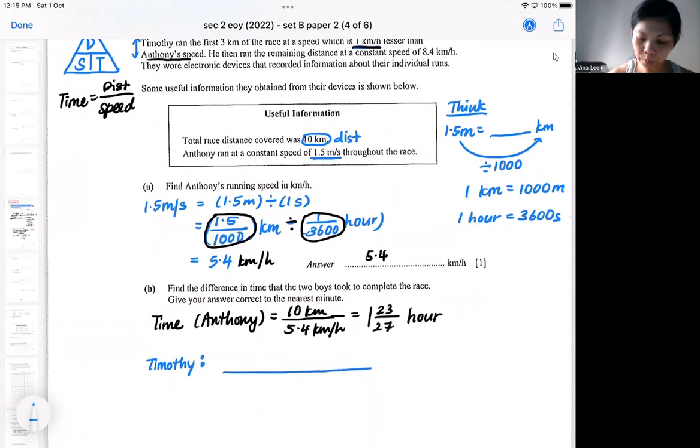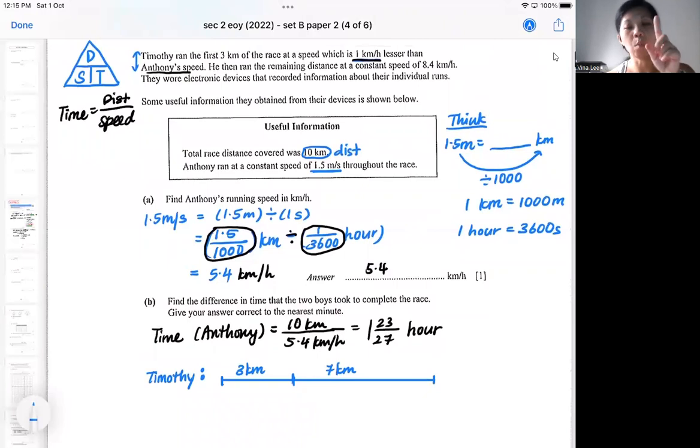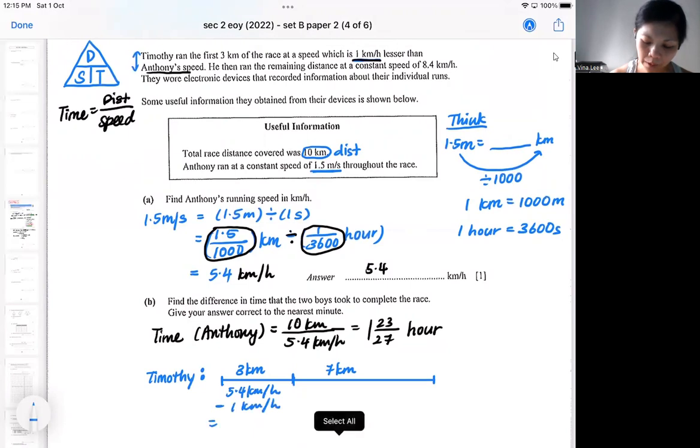Okay, so if you cannot comprehend the question, it'll be quite difficult. There are two parts to it. The first part is 3 km. The second part is 7 km. For the first part, his speed is 1 km/h less than Anthony. So I should use Anthony's 5.4 km/h and subtract 1 km/h. So he is doing it at 4.4 km/h.